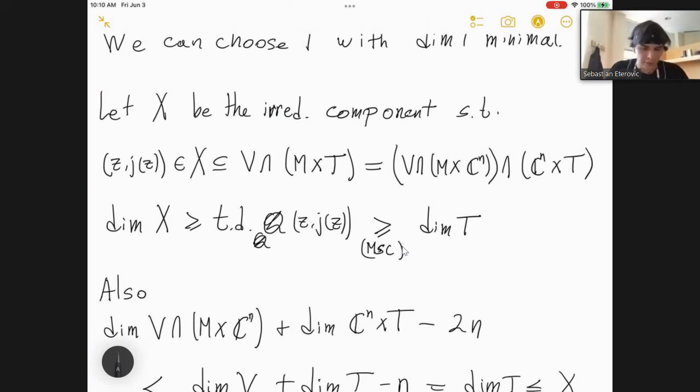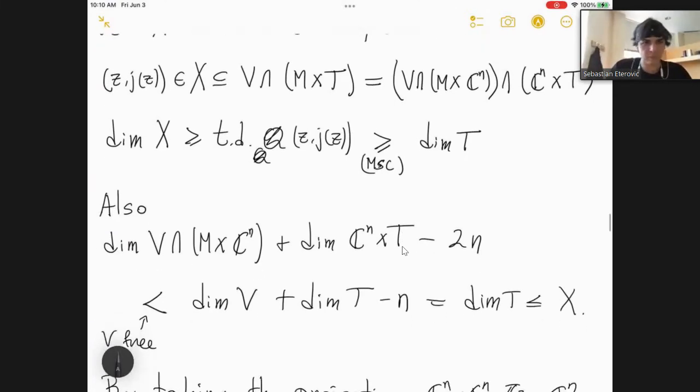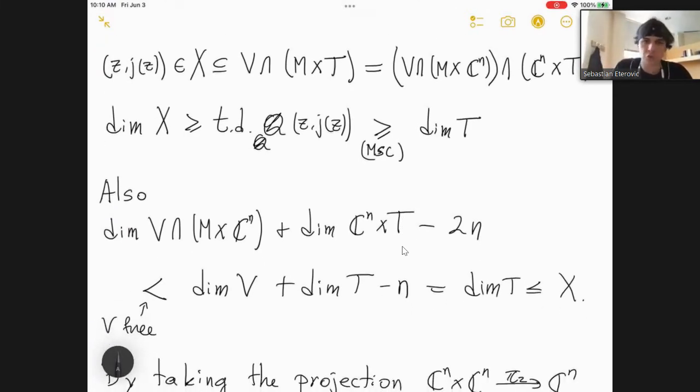So, okay, you do that. Now, the first thing that you can observe is that the dimension of V intersected with M times C to the N must be strictly smaller than the dimension of V, because V is free. So that is why you get a strict inequality here. On the other hand, everything else is just what it is. Nothing else has happened in this expression. The dimension of C to the N times T is just the sum of the dimensions, and so I added them together, I got this. Now, the dimension of V was assumed to be equal to N, so you get that this is less than or equal to the dimension of T, and this is at most the dimension of X.